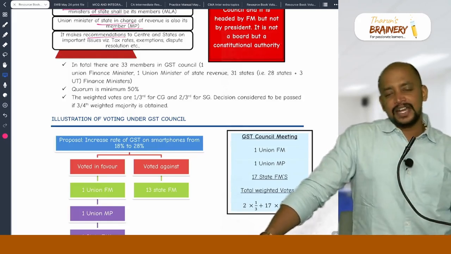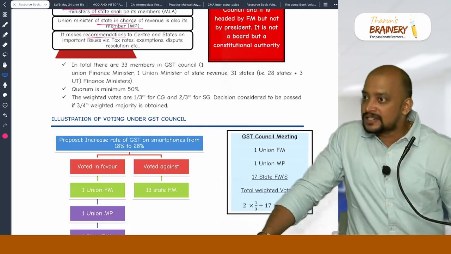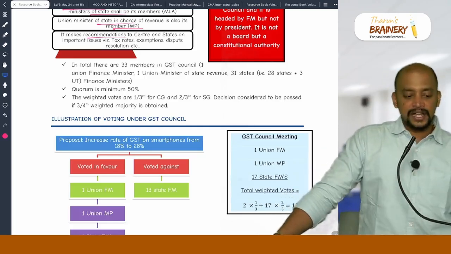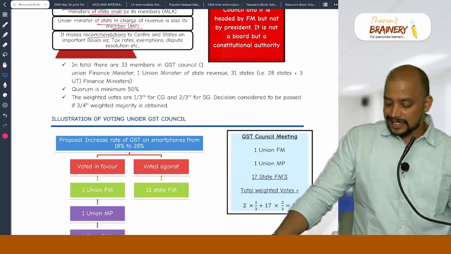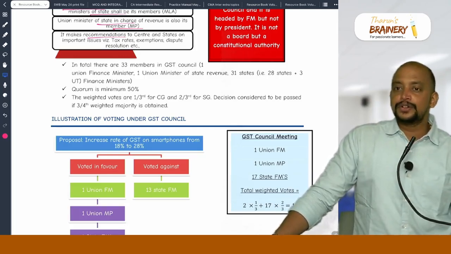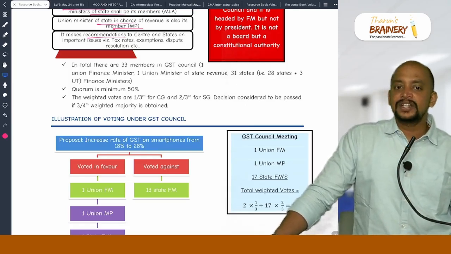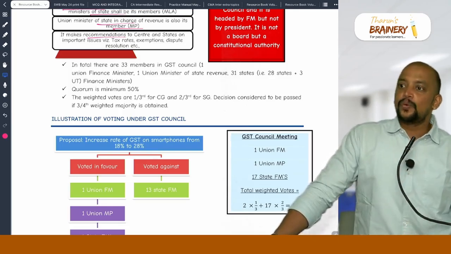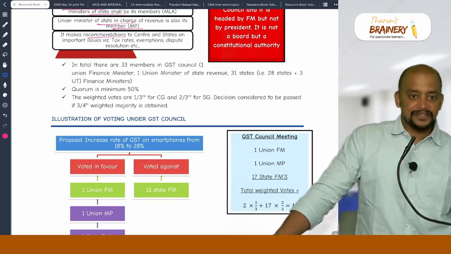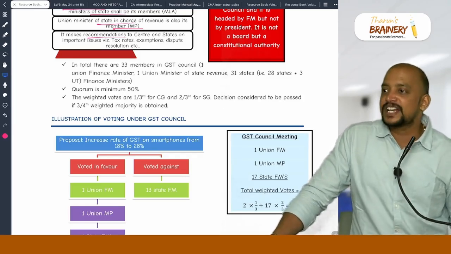But in a way, I don't want to blame only the Union Finance Minister. Because actually today whatever we are seeing in this GST, etc., we don't have to blame only the Union Finance Minister. Reason being, the Union Finance Minister's vote weight is only 1/3. Means whatever GST provisions that we are seeing today are majorly contributed by the state finance ministers only.